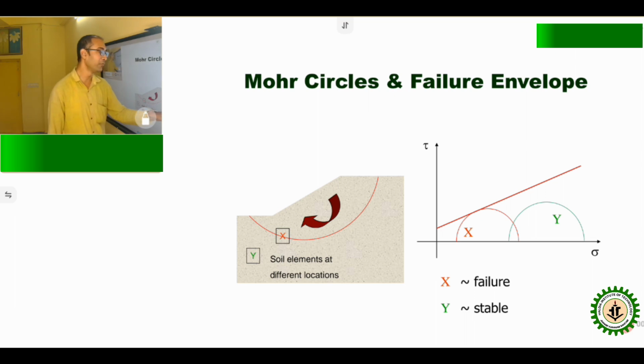If we draw the Mohr circle at these locations, this is the X circle and this is the failure envelope, which signifies that Y is on the safe side. So Y is a stable condition, and this is the safe side. There is no effect, as the failure envelope does not touch the Y section.